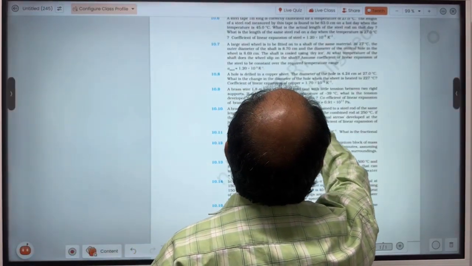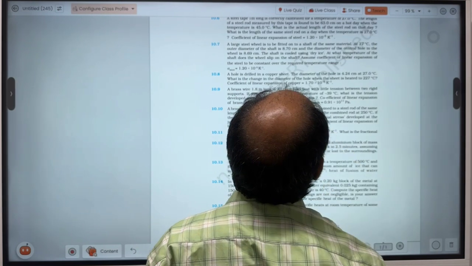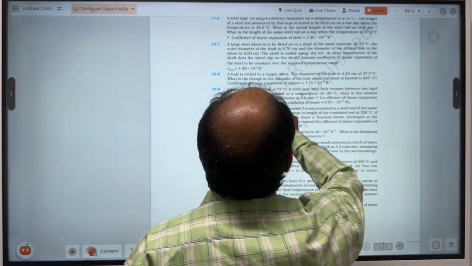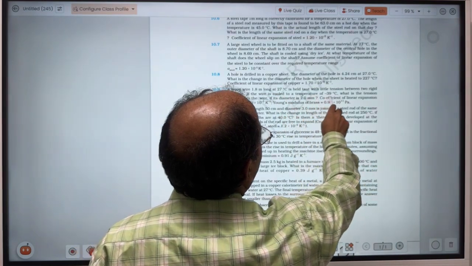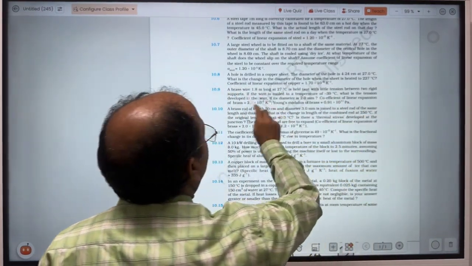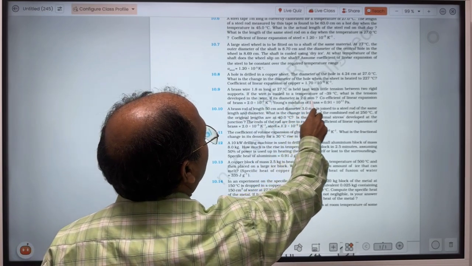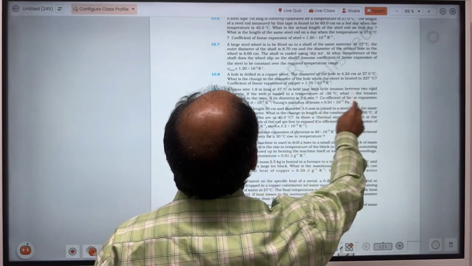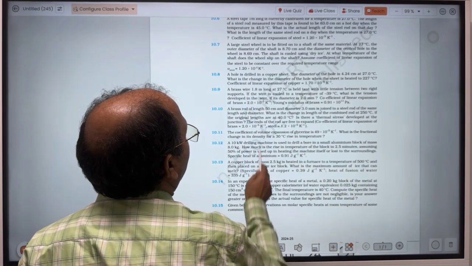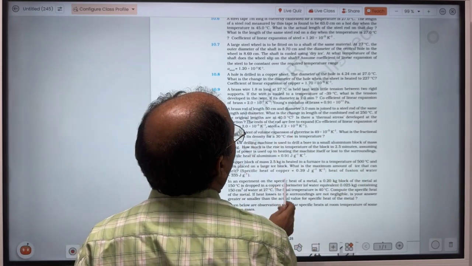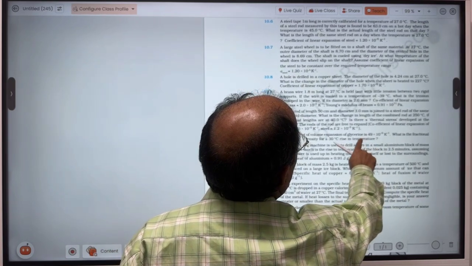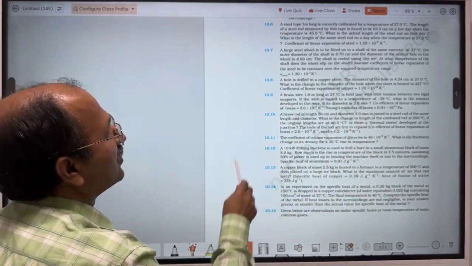1.8 meter long at 27 degrees centigrade is held taut with a little tension between two rigid supports. If the wire is cooled to a temperature of minus 39 degrees centigrade, what is the tension developed in the wire? Its diameter is 2 mm, the coefficient of linear expansion of brass is 2.0 into 10 power minus 5 per Kelvin, and the Young modulus of brass is given as 0.91 into 10 to the power 11. So you have understood the question.